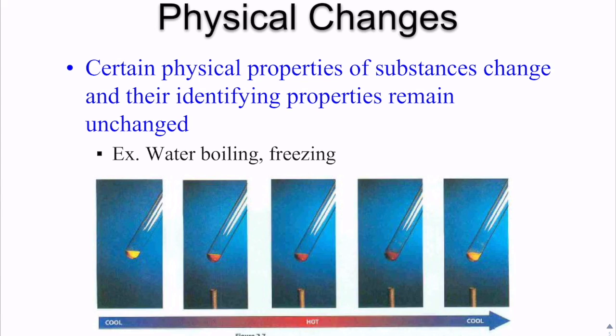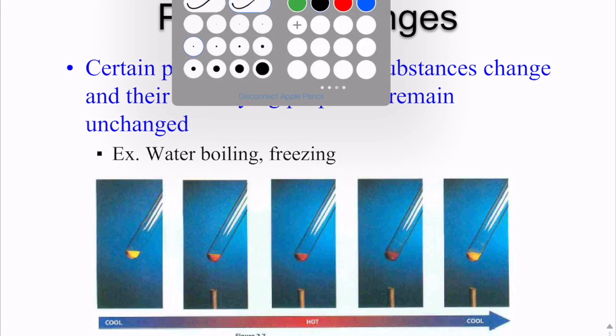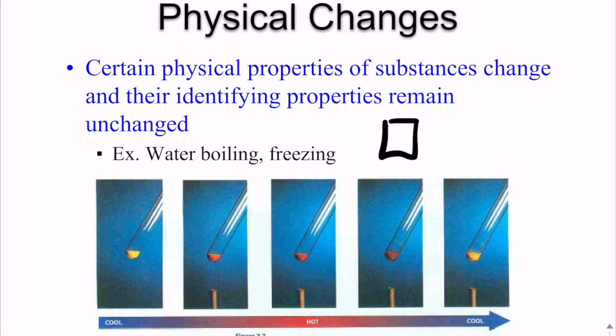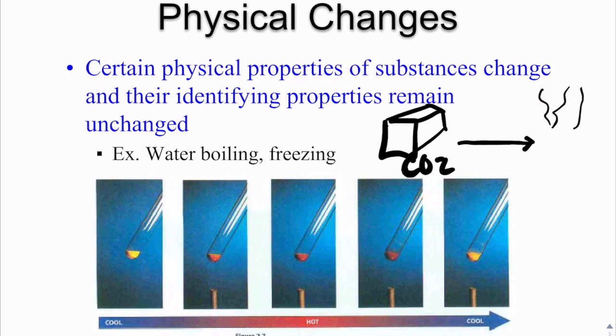So maybe our color changes, water boils, ice melts. We have dry ice, which is carbon dioxide. So let's say we have my block of CO2 in the solid form. If it sublimes, it changes directly to carbon dioxide in the form of a gas. There's no liquid in between there.